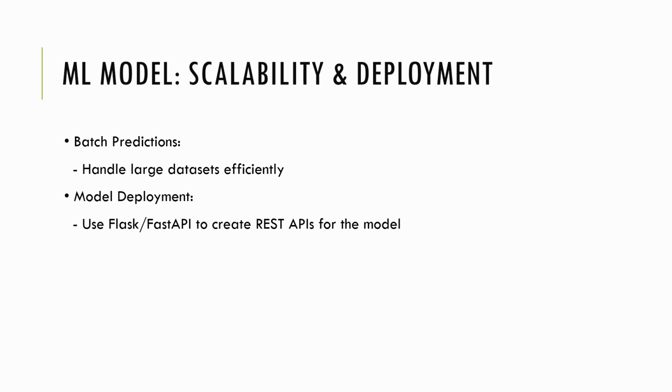Scaling and deploying your machine learning model is the final step. Batch predictions will allow you to handle large datasets more efficiently. Additionally, deploying your model as an API using frameworks like Flask or FastAPI makes it easier to integrate with other applications and services.